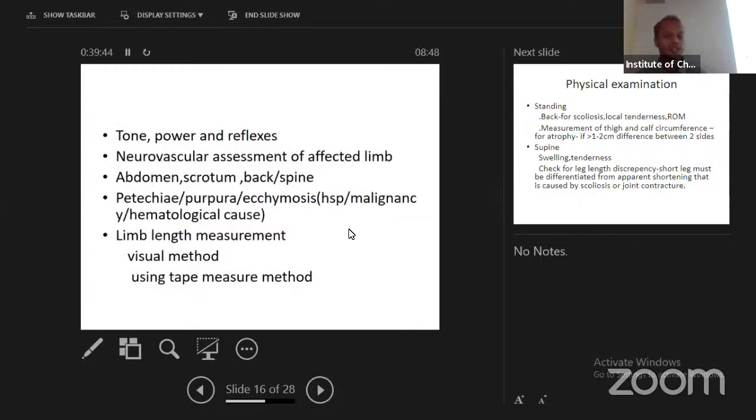Also, we have to assess the tone, power, and reflexes to assess neuromuscular functioning, and a neurovascular assessment of the affected limb should also be done. Abdomen, scrotum, and back or spine should be assessed, because pathologies like appendicitis and torsion testis can also result in severe pain and cause limping in a child. Petechiae, purpura, and ecchymosis should be looked for to get a clue towards Henoch-Schönlein purpura, malignancy, or hematological causes. Limb length measurement should be done, either by the visual method, assessing whether both limbs are of the same length, or using tape measurement.